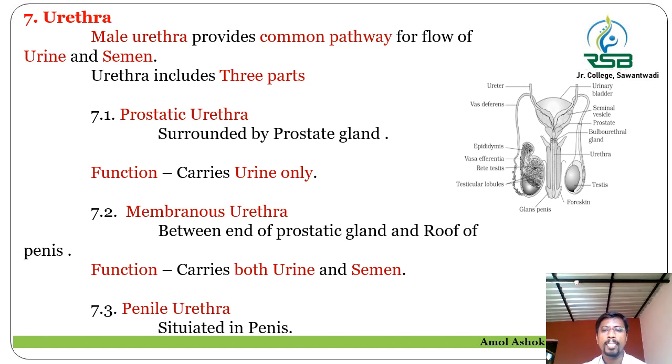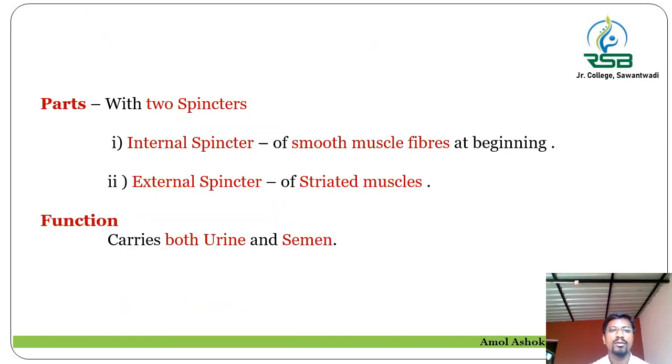So these are the parts of the urethra. Number one, prostatic urethra. Number two, membranous urethra, and number three, penile urethra. Then let us come to know the parts of the urethra with the sphincters. The urethra is provided with two types of sphincters. One is the internal sphincter, another is the external sphincter.